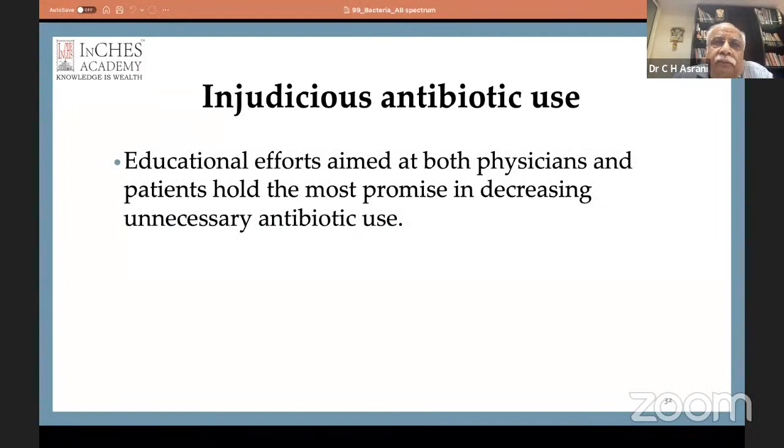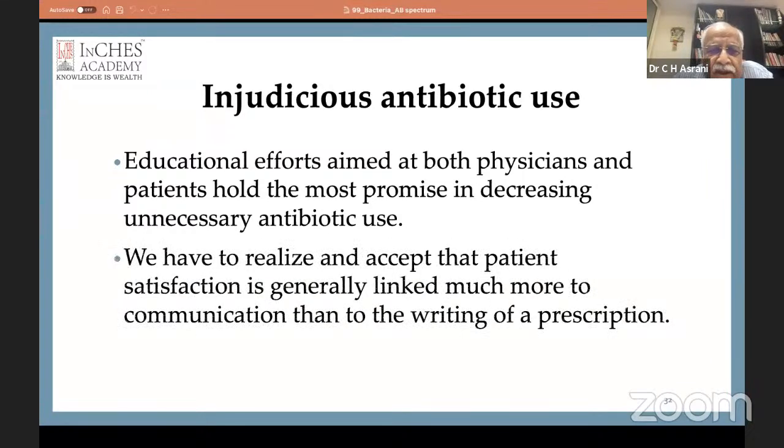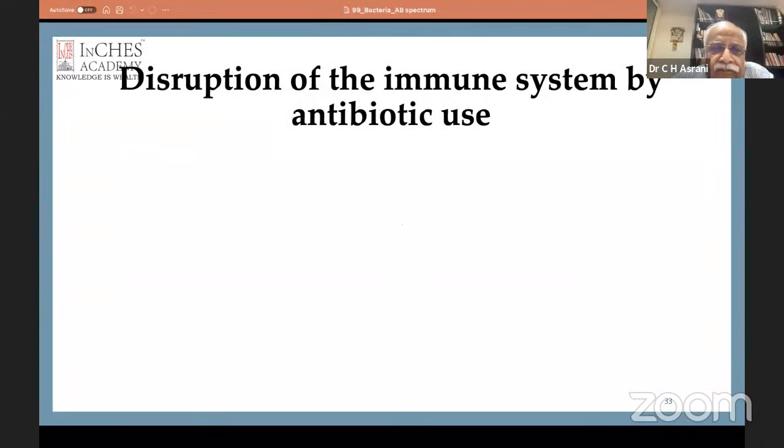Educational efforts aimed at both physicians and patients hold the most promise in decreasing unnecessary antibiotic use. We have to realize and accept that patient satisfaction is generally linked much more to communication than to writing of a prescription. If you have a practice where you have barely 2 minutes to talk to a patient, you will write more of injudiciously antibiotic because you don't have time. Then this reference was again shared by Dr. Aarti Mehta with us. So I thought I must share with you.